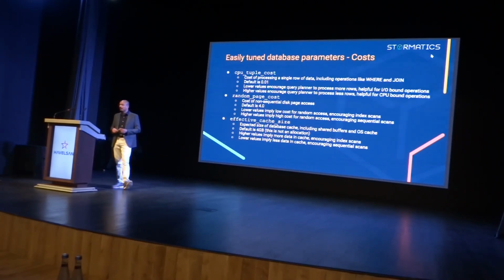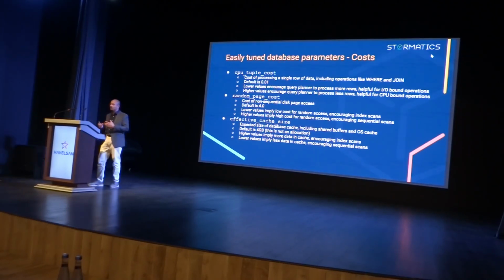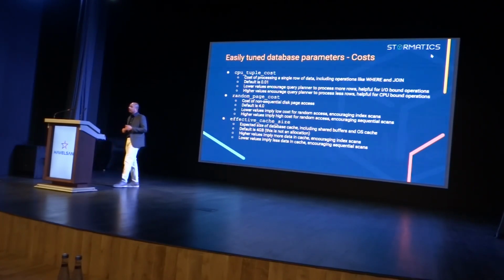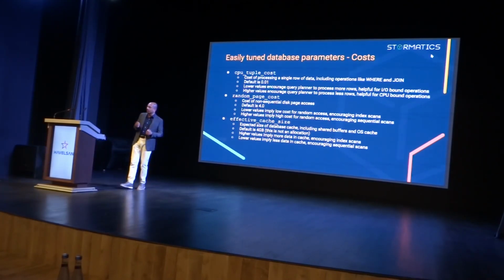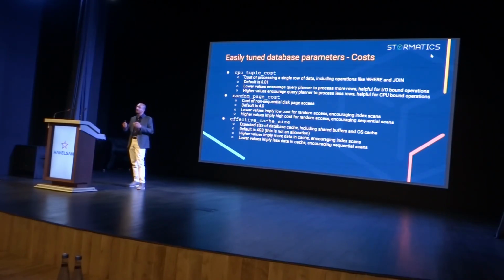CPU tuple cost indicates the cost of processing a single row of data. And a higher cost encourages the query planner to process fewer rows at a time. For any operations that are bound by CPU, a lower value is going to help. If your operations are bound by I/O, then a lower value is going to help, because that will encourage the query planner to do more CPU-oriented work.